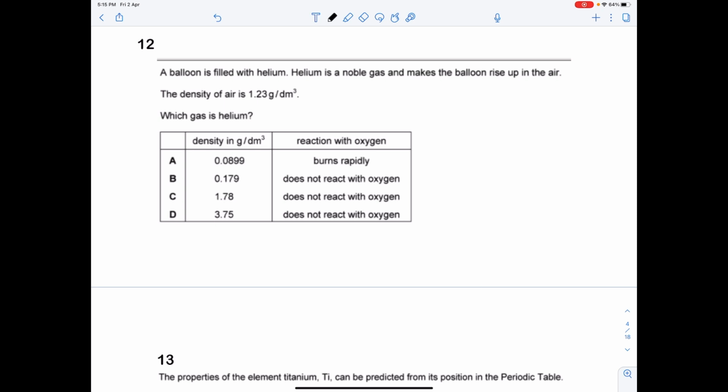A balloon is filled with helium. Helium is a noble gas, makes the balloon rise up in the air. The density of air is 1.3 grams per decimeter cubed. Which gas is helium? So definitely it's not A, because it doesn't burn rapidly. In fact, it does not react with oxygen at all. Now we have to look at a gas that has a lower density than 1.23. So this one has a higher density, this one has a higher density, so the answer has to be B.